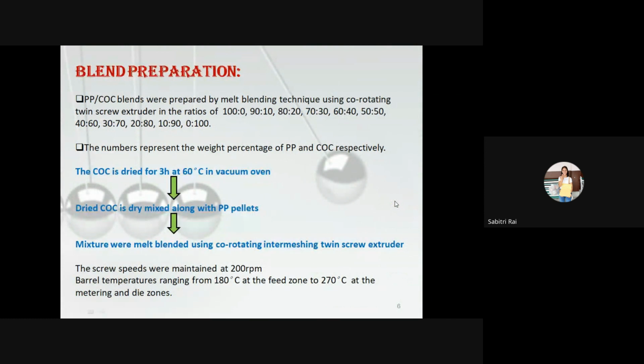Now we move on to how polymer blends are prepared. At first, the COC is dried for 3 hours in a vacuum oven. Then that dried COC is mixed with the PP pellets. Then the mixture is blended using a technique called melt blending using a co-rotating twin screw extruder. They will be blended in the ratios 0:100, 100:0, 90:10, and so on.